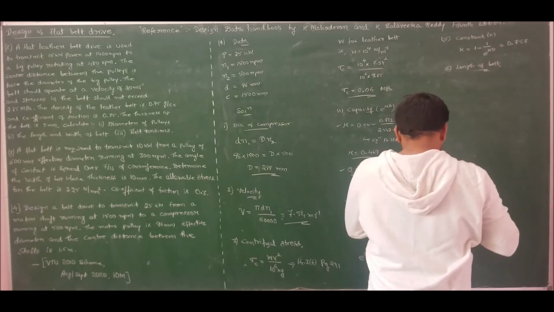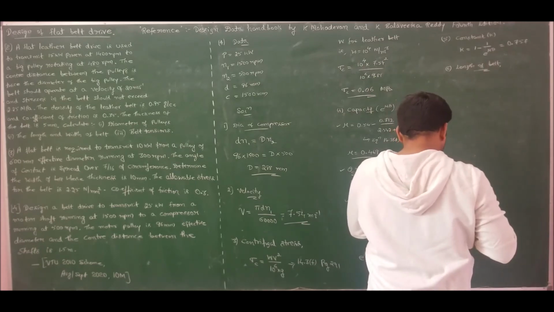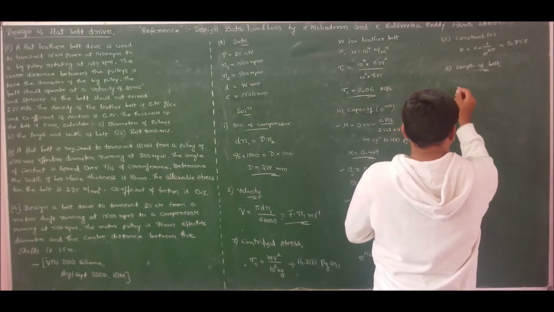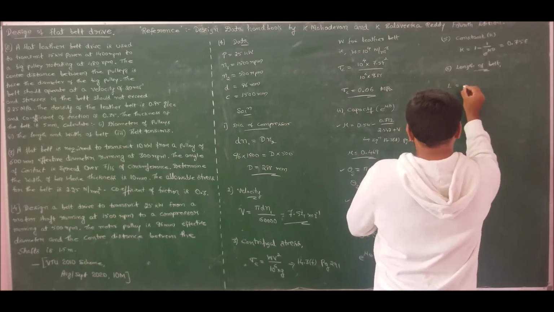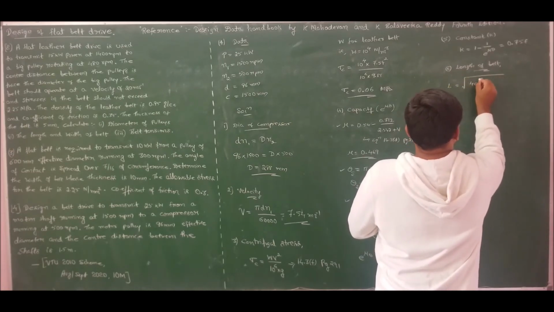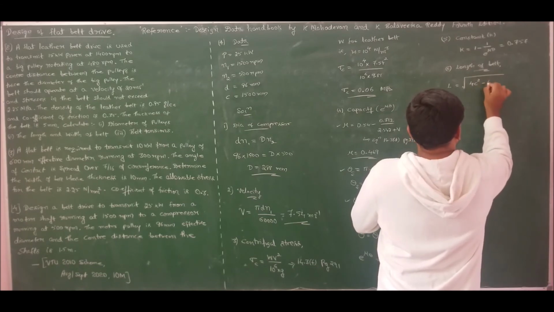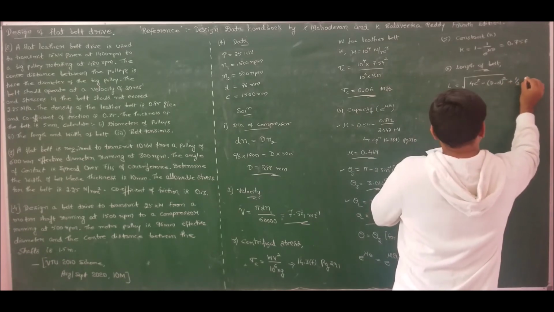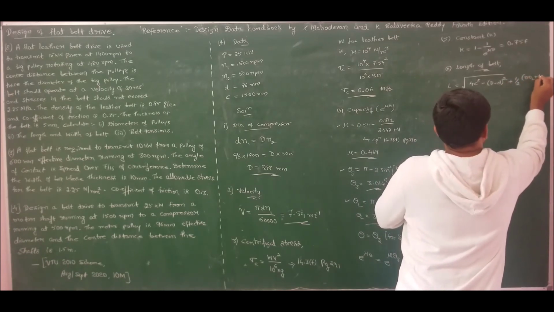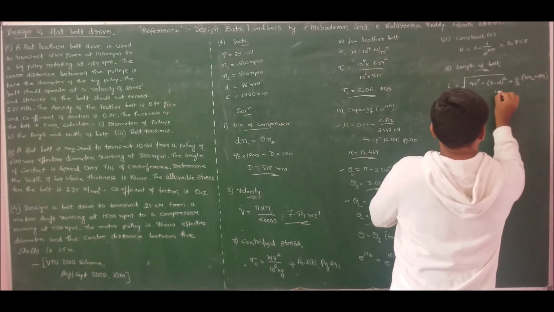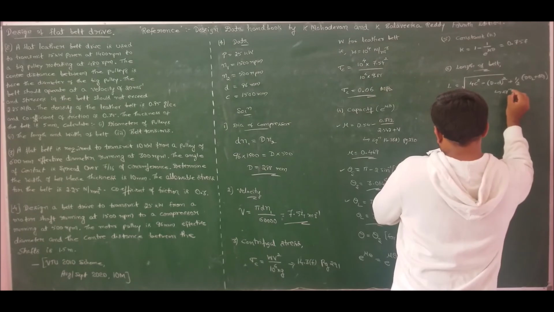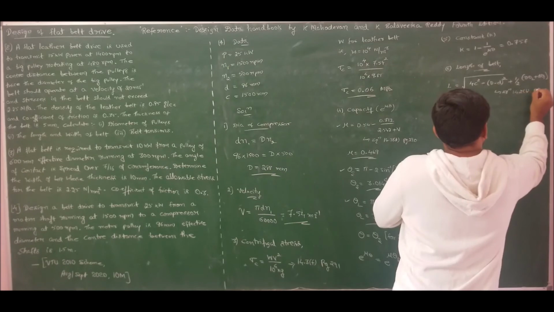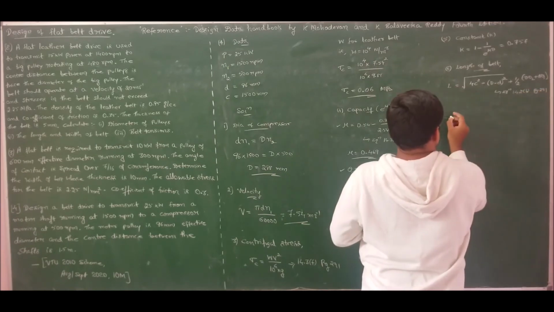We know the equation for the length of the belt, which is given by L equal to the square root of 4c squared minus (D minus d) whole squared, plus 1 by 2 times (D times theta L plus small d times theta s). This is equation 14.2b, page number 291.